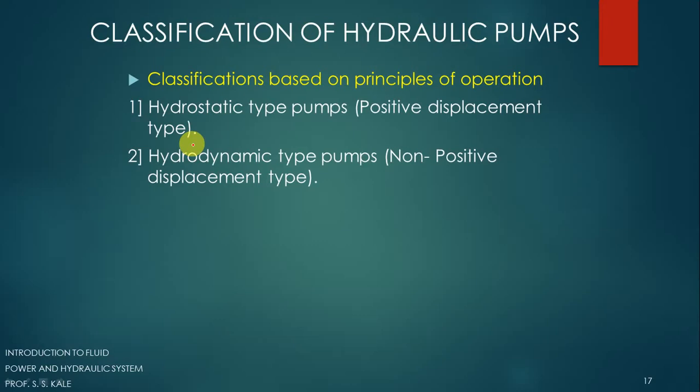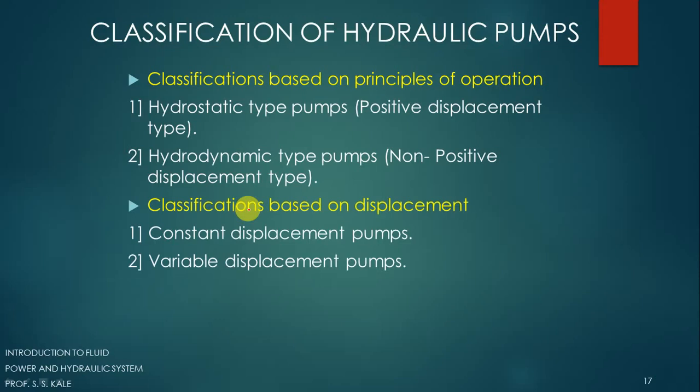Positive displacement pumps are pumps which give you constant fluid output for each revolution of the shaft. So for every revolution we get the same amount of fluid, and if you are getting that, it is called a positive displacement pump. Opposite to that is the non-positive displacement pump. In the non-positive displacement pump, the fluid output may vary at every revolution. That is also called a hydrodynamic pump.